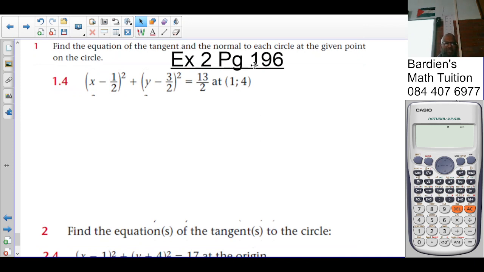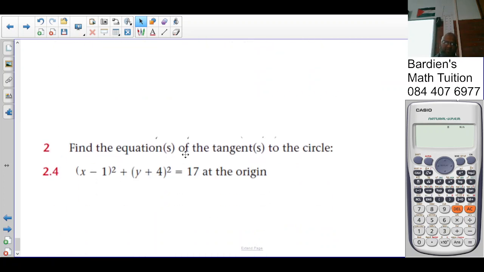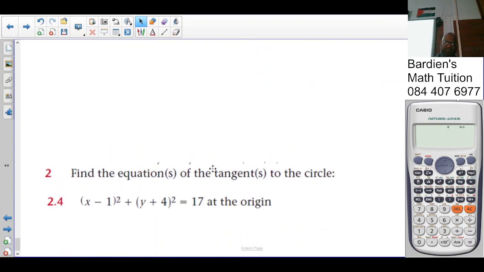Find the equation of the tangent and the normal. Don't worry about the normal. The normal is basically a line that is perpendicular to the tangent. It was in the old syllabus, but for some reason this textbook added it in. So I'm only going to work out the tangent, because the normal is not asked, so it's useless spending time on that.